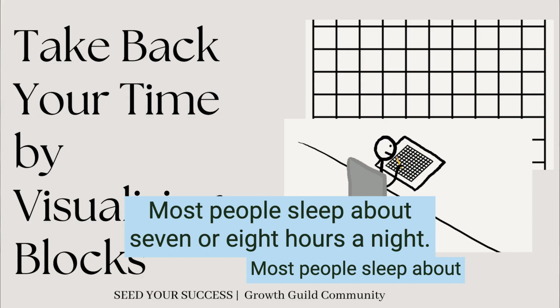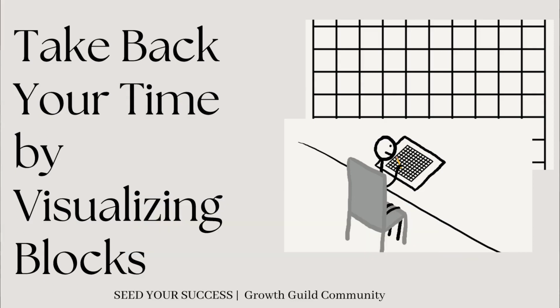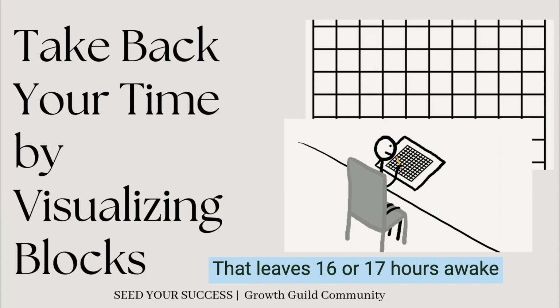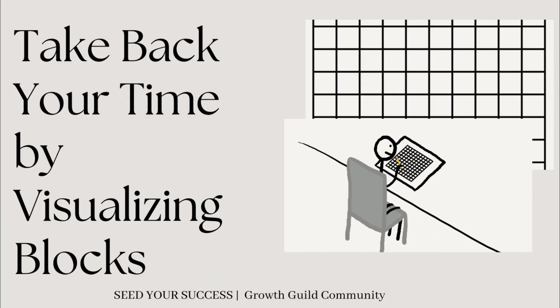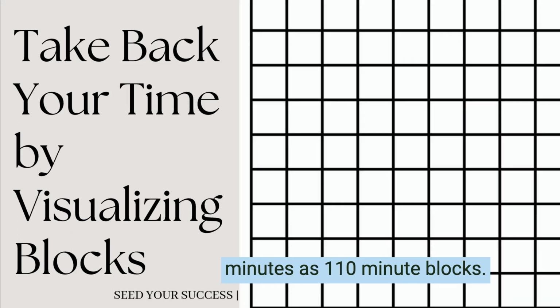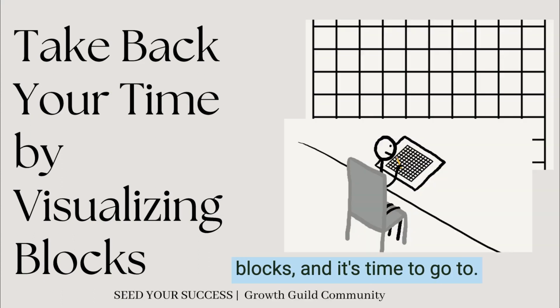Most people sleep about 7 or 8 hours a night. That leaves 16 or 17 hours awake each day, or about 1,000 minutes. Let's think about those 1,000 minutes as 100 10-minute blocks. That's what you wake up with every day. Throughout the day, you spend 10 minutes of your life on each block until you eventually run out of blocks and it's time to go to sleep.